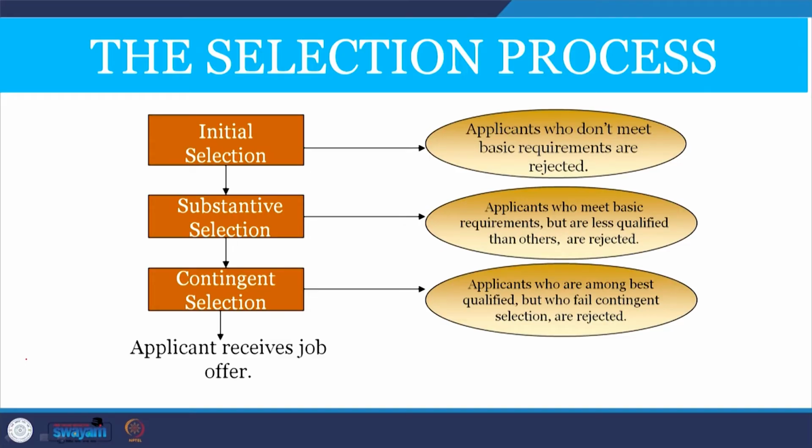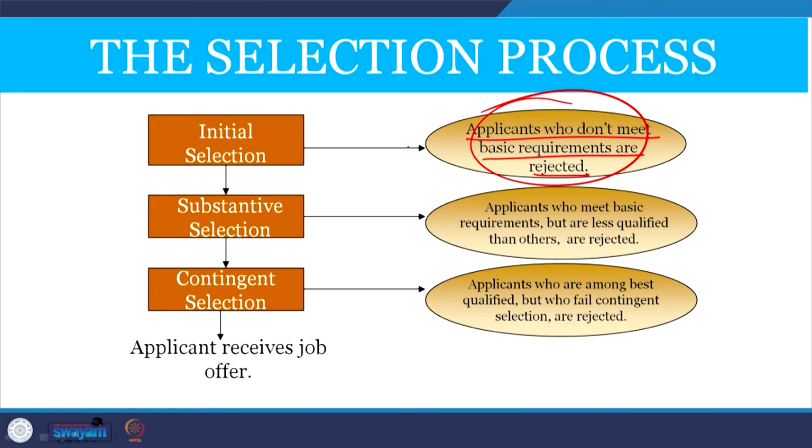Now, moving further in the selection process, we will discuss in detail. There are 3 steps in the selection process. It starts with initial screening, substantive selection and contingent selection. Let us know what these 3 steps are. Initial selection: the applicants who do not meet basic requirements are rejected. That means this step is the screening out of candidates who are not suitable.